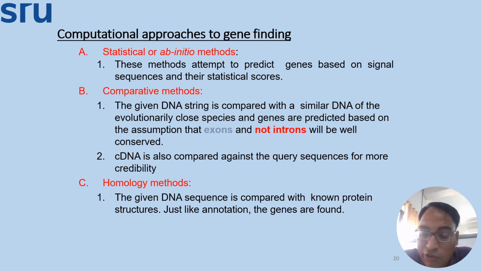Okay, different species. The third one, the homology method, uses the information of proteins to find out the location of genes in DNA. We go the reverse way, using homology.